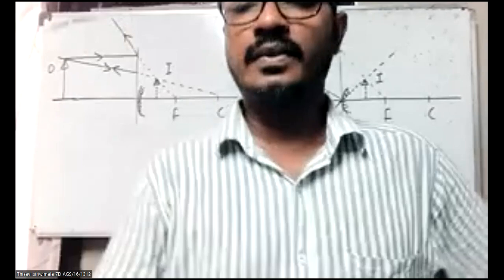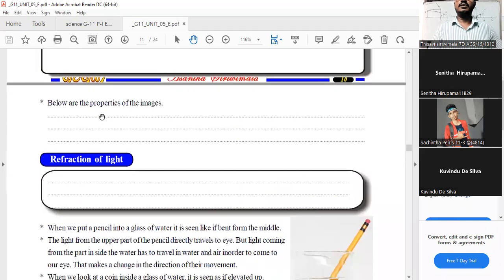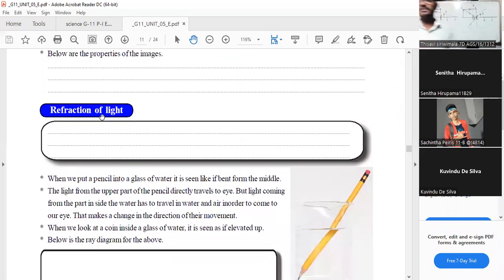Okay, next. Now we come to the next section of the lesson, that is refraction. Before that, below are the properties of the image. So these are the properties, you can write them on that dotted line.